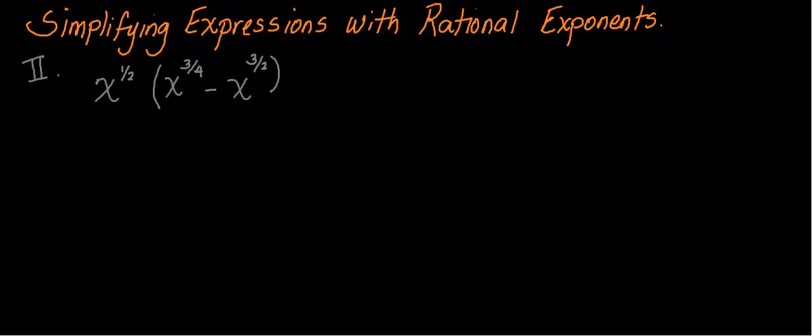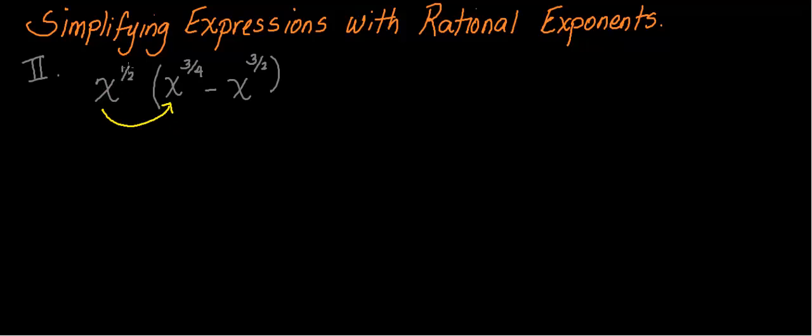This first term we're going to multiply by the first term inside the parentheses, and then we multiply the term outside with the second term inside the parentheses. So let's multiply these two first. This is what you will get.